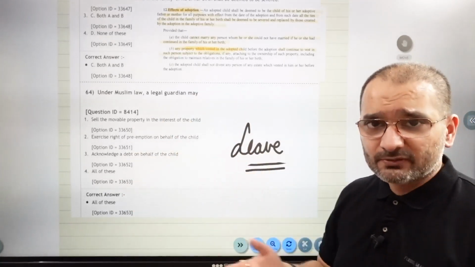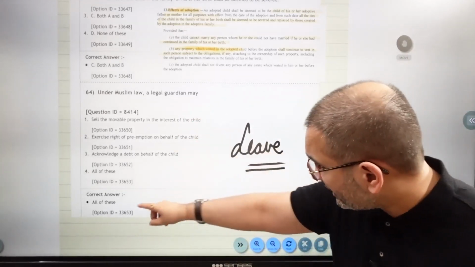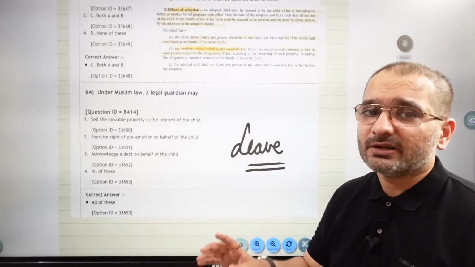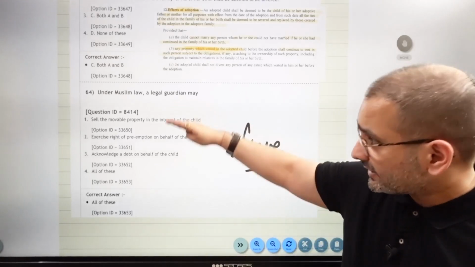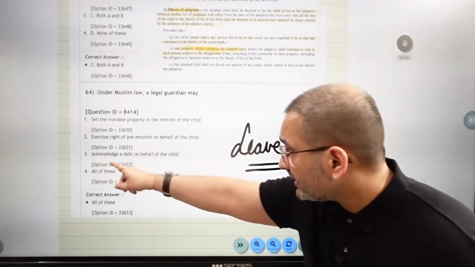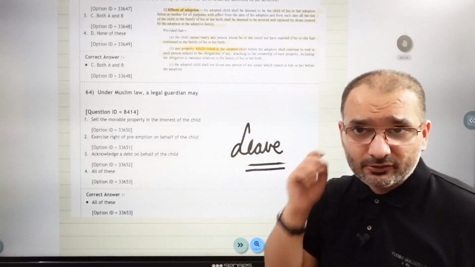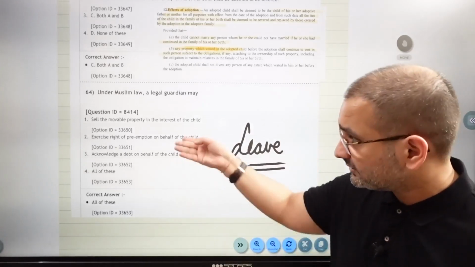In Muslim law, any which way, there is no fixed bare act, right? Now, answer is all of these, but again, आंसर लिखा हुआ है तो मैं भी आसानी से बता पा रहा हूँ. But if the question comes in an exam like this and this option 3 comes, acknowledge a debt on behalf of the child, I too will be left scratching whatever hair is left on my head. ठीक है जी.